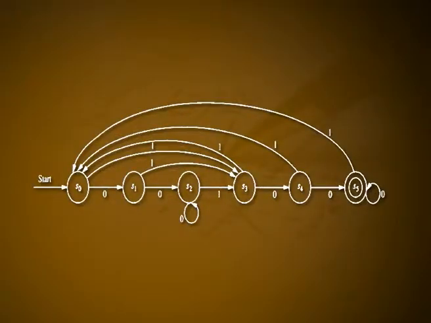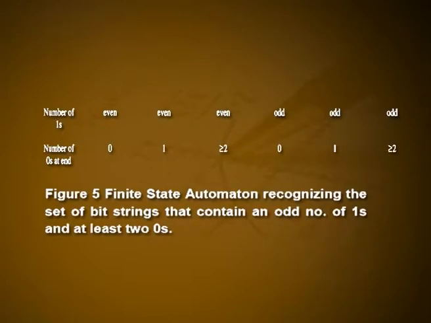The finite state automaton in figure 5 recognizes the set of bit strings that contain an odd number of ones and end with at least 2 consecutive zeros. This is the figure which gives the finite state automaton recognizing the set of bit strings that contain an odd number of ones and at least 2 zeros.